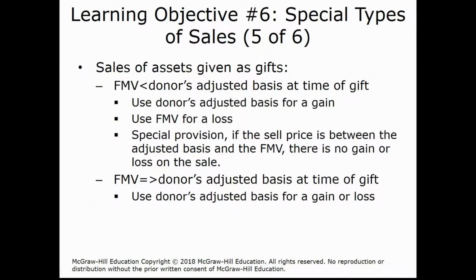For any sale of assets that you received as a gift, there are some special rules that apply. If the adjusted basis at the time of the gift is greater than the fair market value, then if you had a gain, you'd use the donor's adjusted basis. If you had a loss, you'd use the fair market value. If what you sold it for is somewhere in between the basis at the time you acquired it and the fair market value, you'd record no gain or loss.